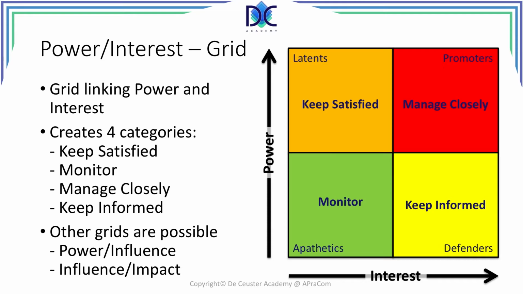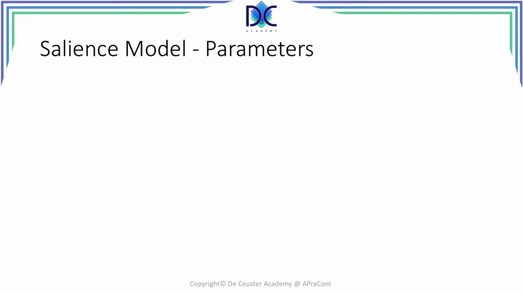There are other grids that can be determined or defined, which is the power and influence grid or the influence and impact grid. The results would be similar, but there are different ways to classify stakeholders.